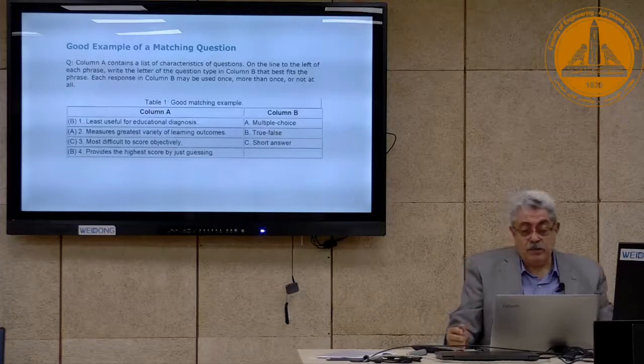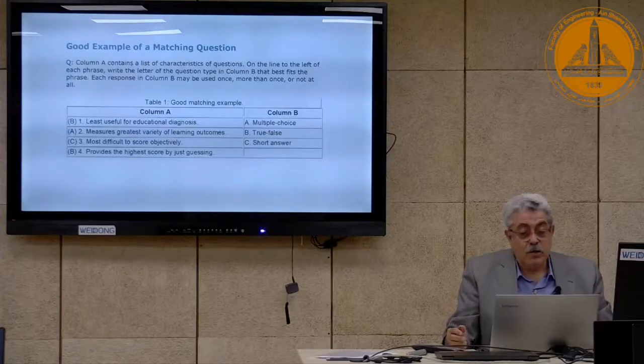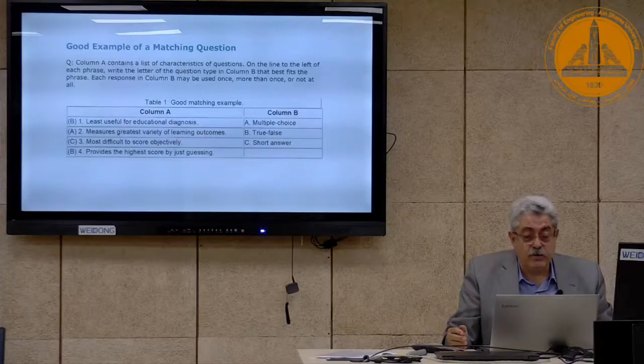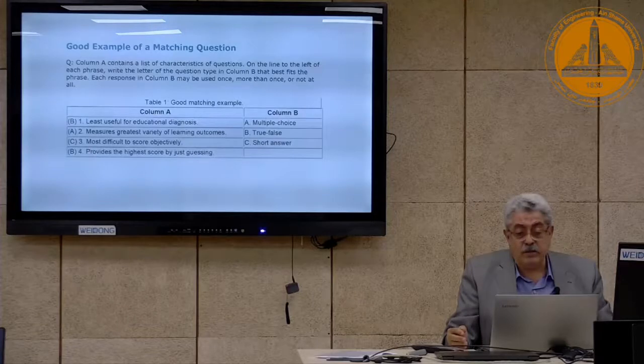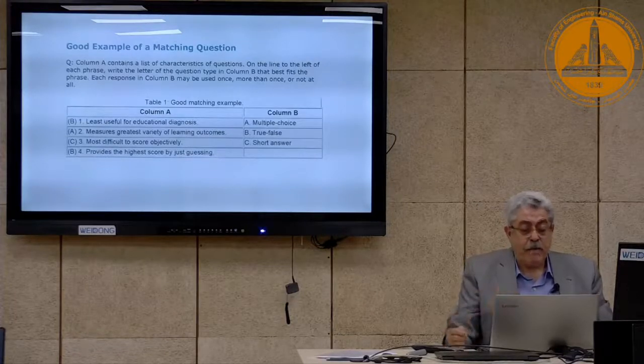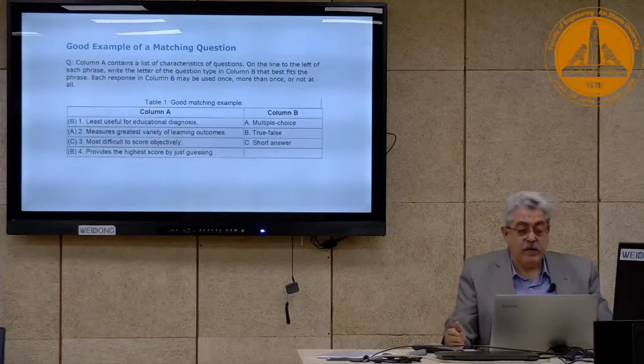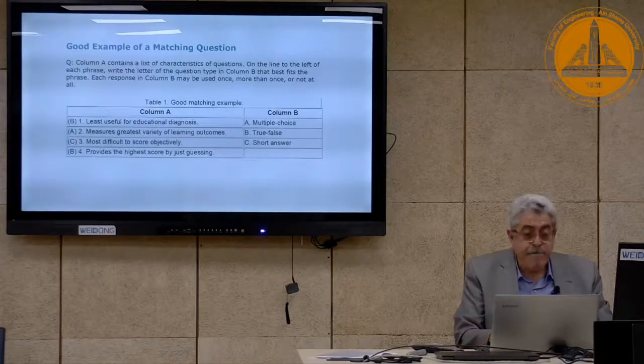I'm going to read this interesting question. Column A reads: least useful for educational diagnosis, measures greatest variety of learning outcomes, most difficult to score objectively, provides the highest score by just guessing. Column B includes multiple choice, true-false, short answer, and you can see the correct answers are put between brackets at the left-hand side of the left column.